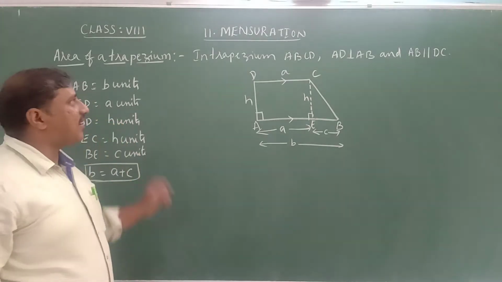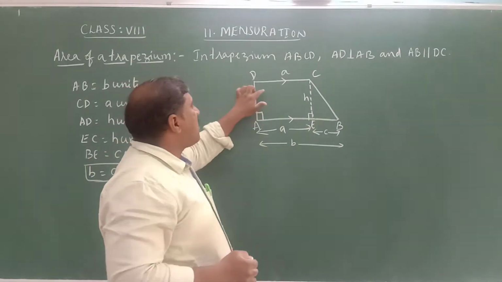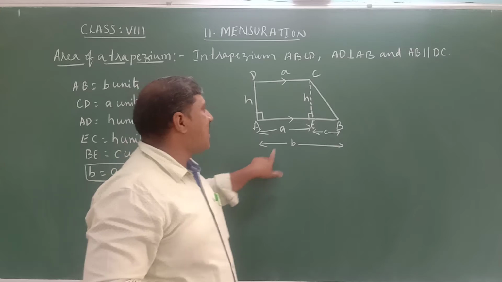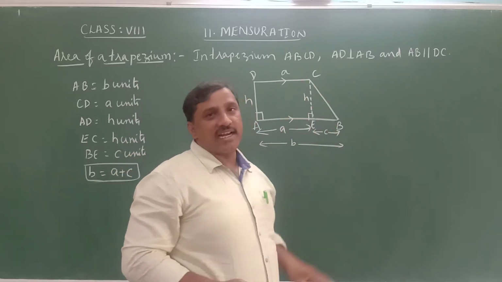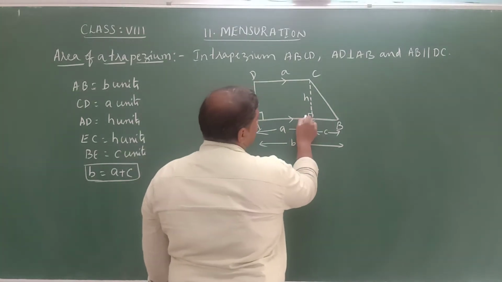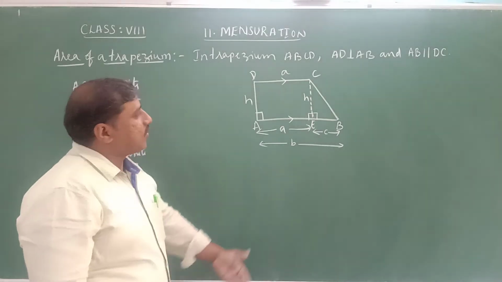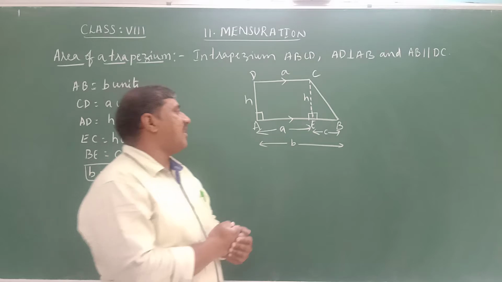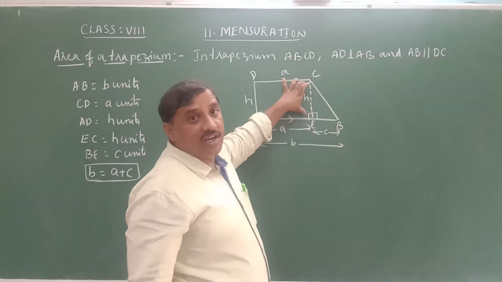Now what do we have to find? Area of trapezium ABCD is equal to area of rectangle AECD plus area of triangle BEC. What type of triangle is BEC? It is a right angle triangle. Why? As this is 90 degrees, this will also be 90 degrees, a linear pair of angles. So triangle BEC is a right angle triangle where BE is the base and CE is the altitude.